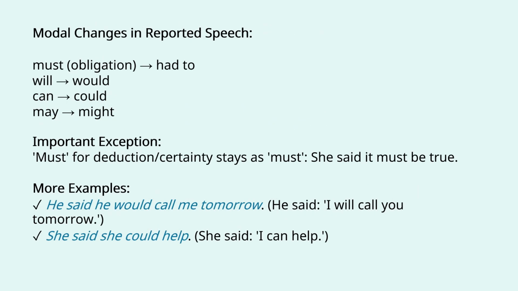Modal changes in reported speech: must, obligation, becomes had to; will becomes would; can becomes could; may becomes might. Important exception: "must" for deduction, certainty, stays as must. She said it must be true.